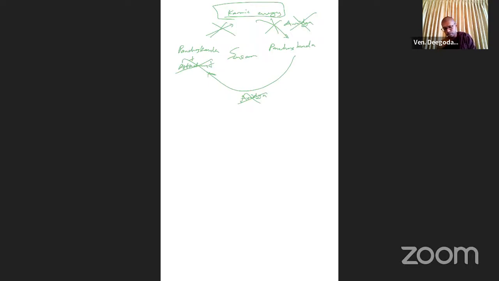So we'll go with the previous explanations about Paticcasamuppada, and we'll apply the understanding of the five aggregates to the Paticcasamuppada, and try to understand what is the mechanism that we should stop happening. If we are seeing something, this is a picture and these are the eyes, and this is happening because of karmic energy.